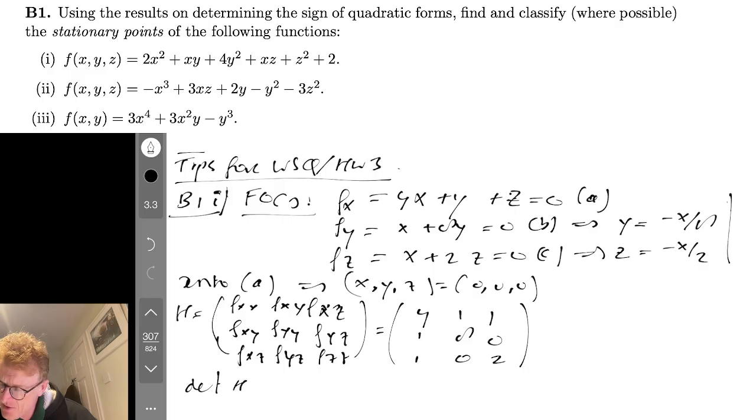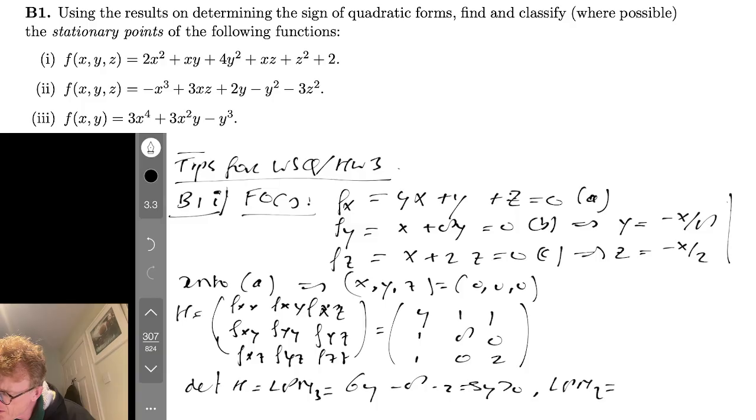Determinant of H, LPM 3, is 4 times 8 is 32, minus 8 minus 2, 54, which is bigger than 0. LPM 2 is 32 minus 1 is 31, bigger than 0. LPM 1 is 4, bigger than 0. It's positive definite, a minimum.